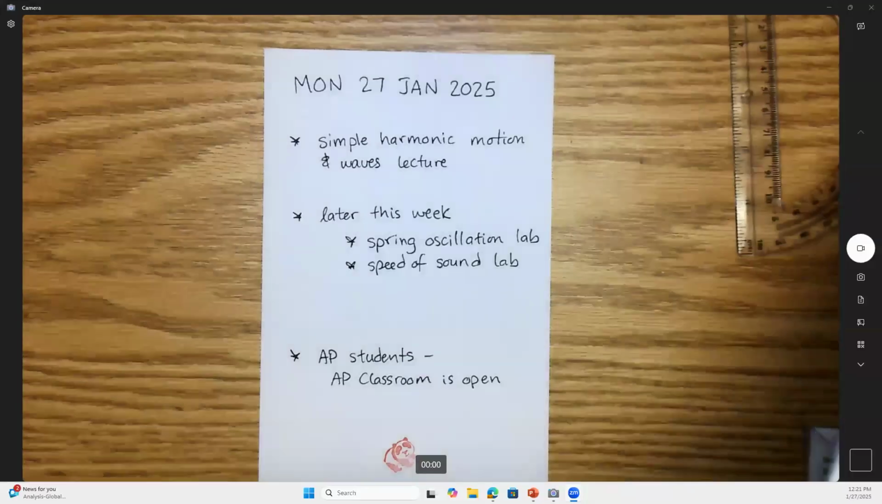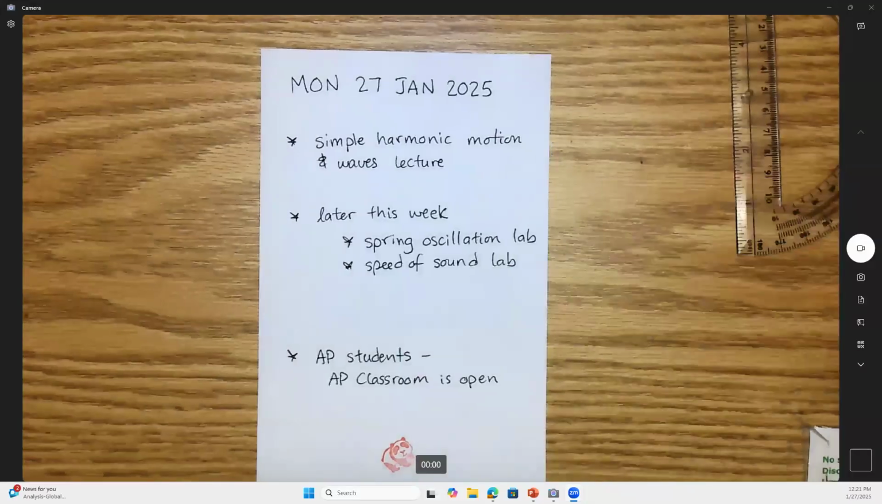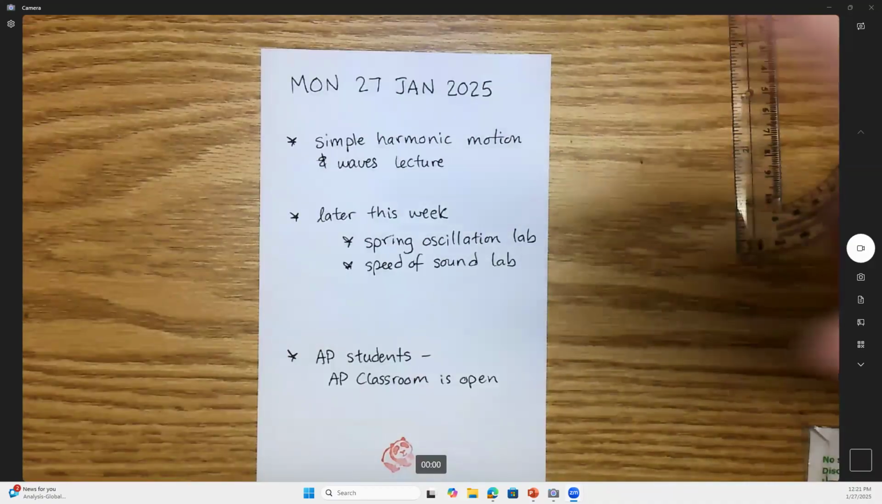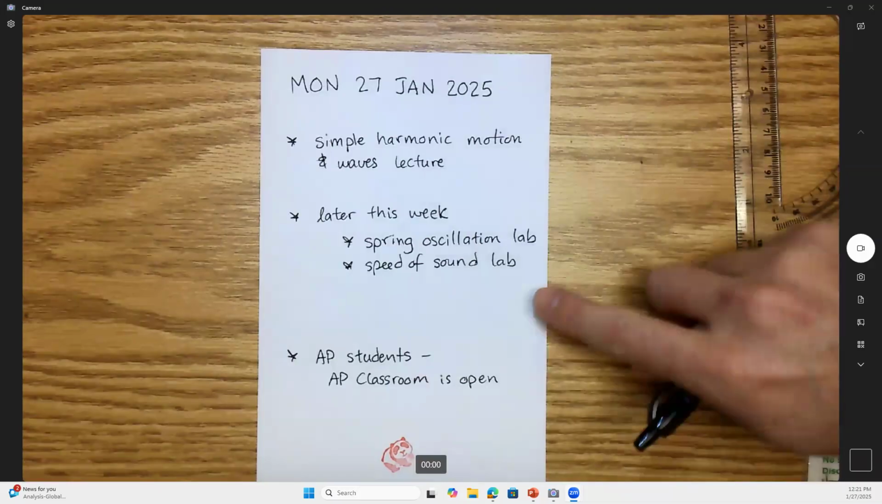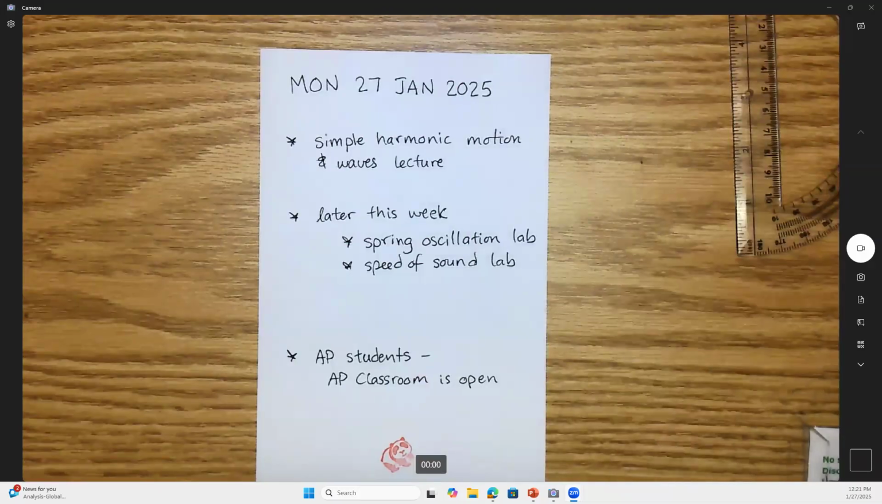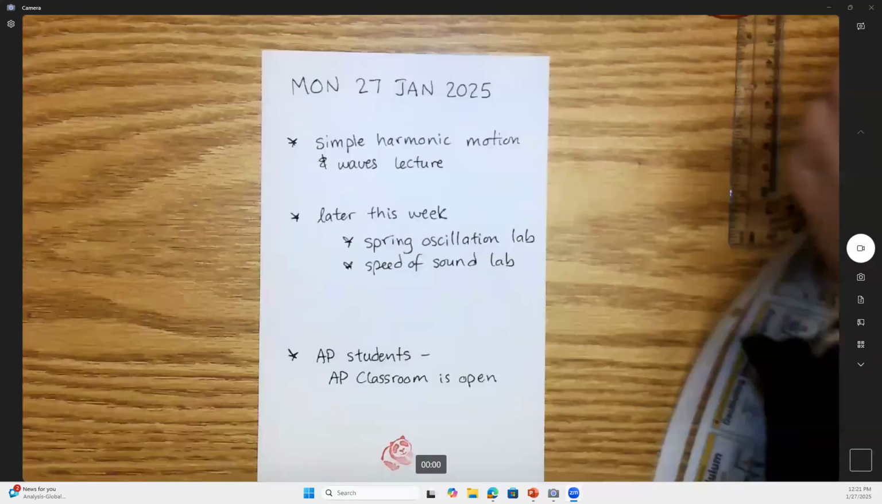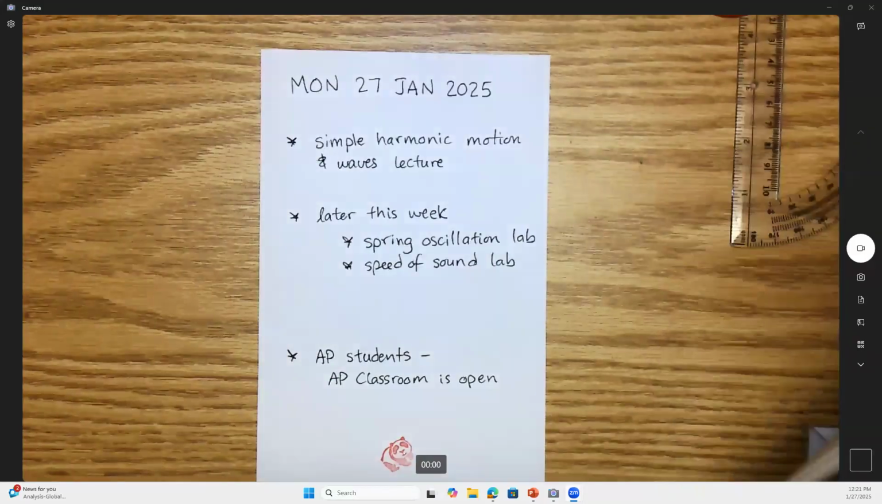Later on this week, I have at least a couple other labs lined up for you. If there's a spring oscillation, put a mass on a spring, pull it, let it go, and it oscillates back and forth. And then I'll have you calculate the speed of sound with a tuning fork and a PVC pipe. I've got some other activities lined up too, but those are the main ones.